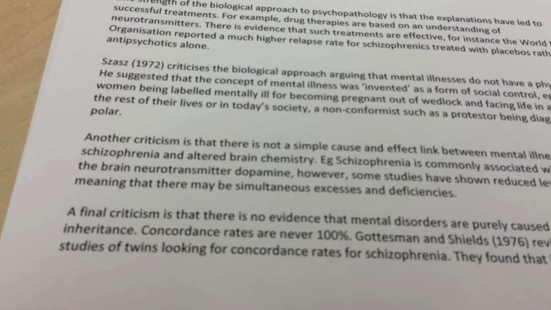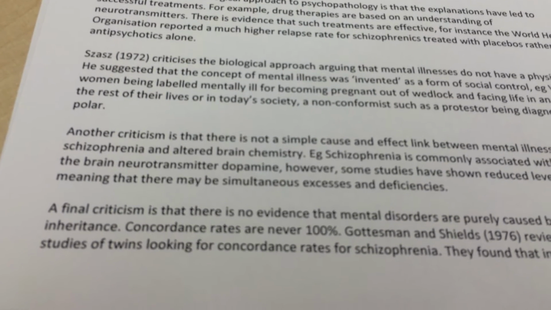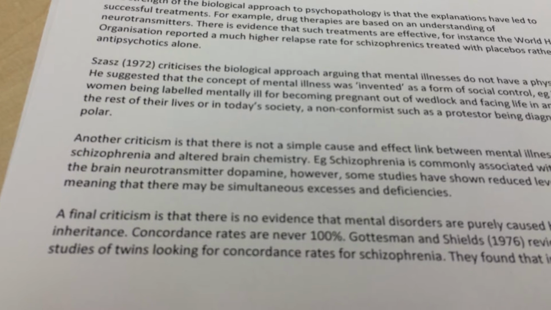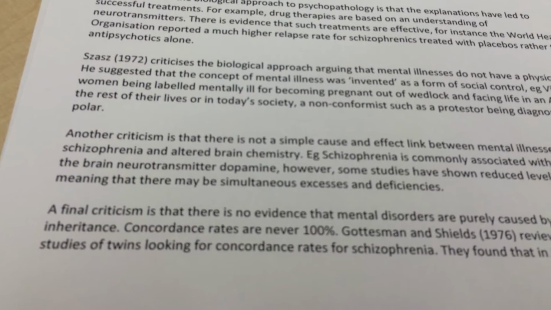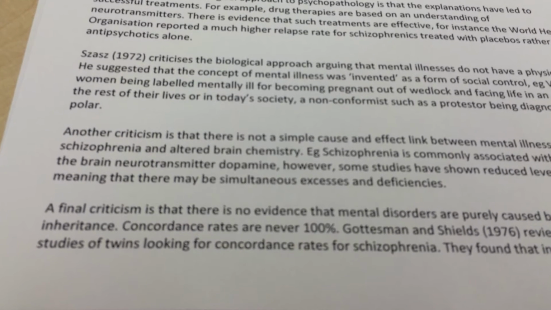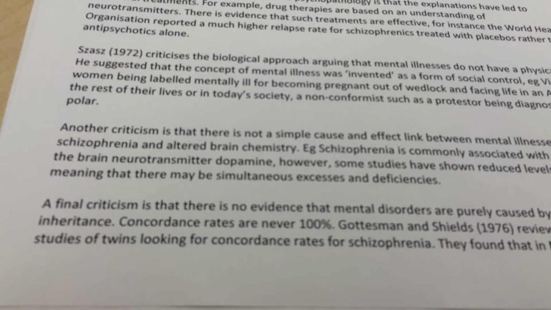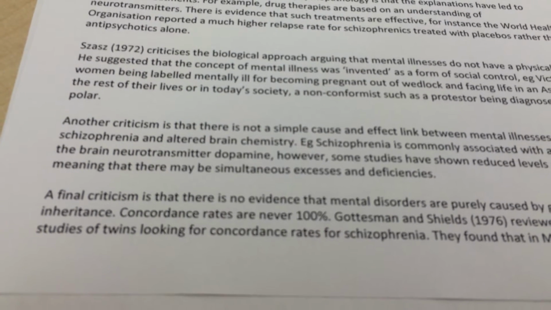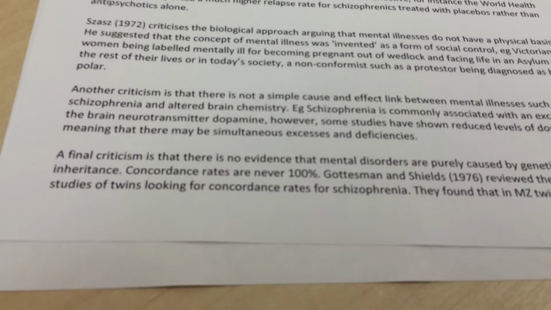Another criticism is that there is not a simple cause and effect link between mental illnesses such as schizophrenia and altered brain chemistry. E.g., schizophrenia is commonly associated with an excess of the brain neurotransmitter dopamine. However, some studies have shown reduced levels of dopamine, meaning that there may be simultaneous excesses and deficiencies.